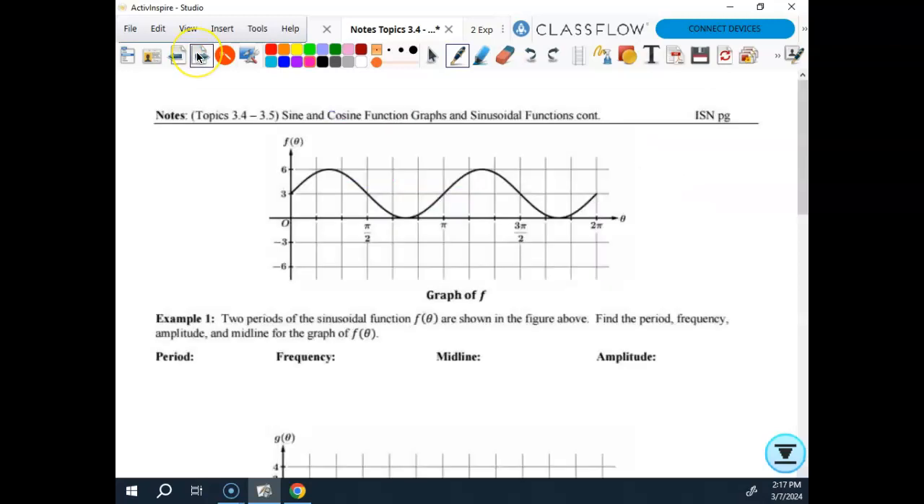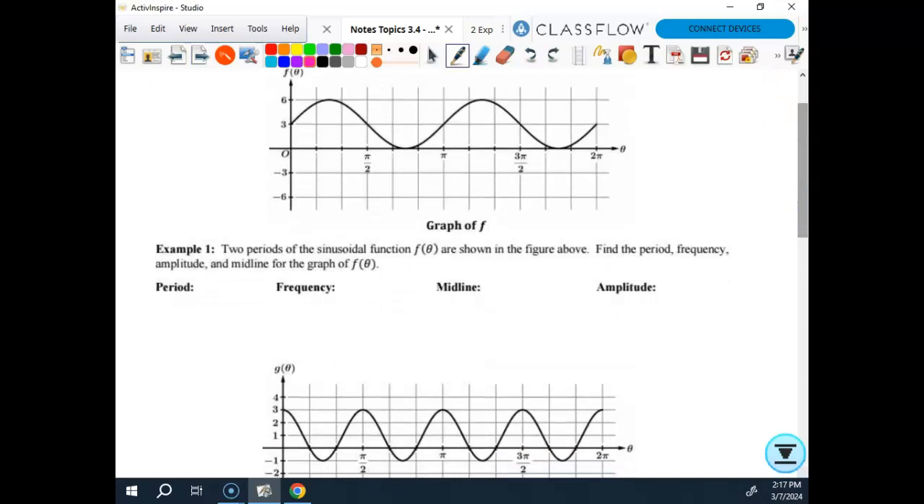So grab your other sheet of paper. Let's look at some examples. This is going to go on 93 also. Two periods of the sinusoidal function f of theta are shown in the figure above. Find the period, frequency, amplitude, and midline for the graph of f of theta.